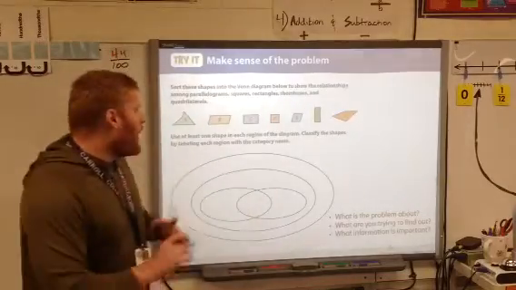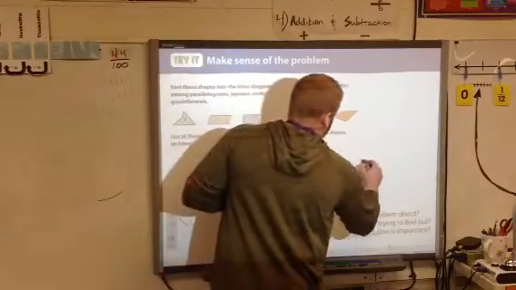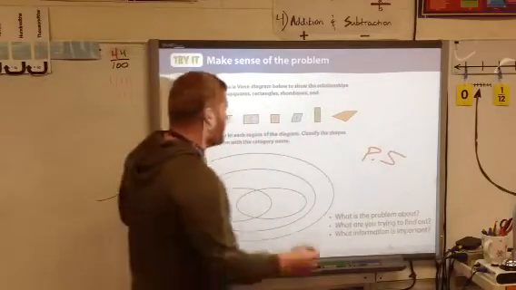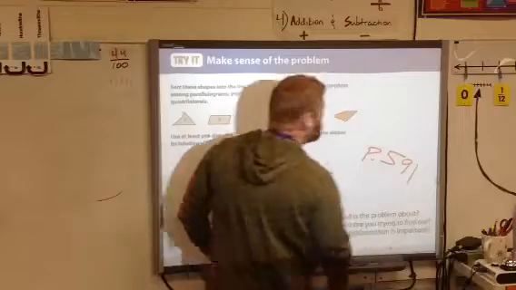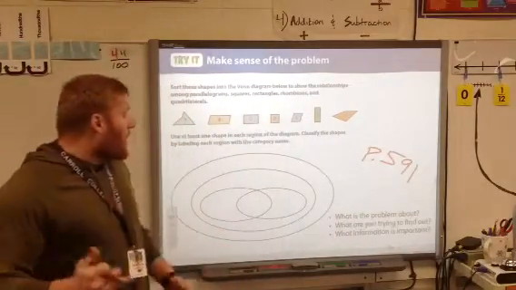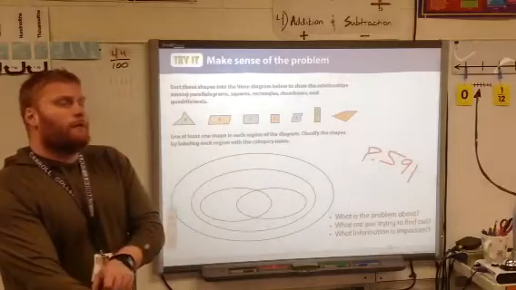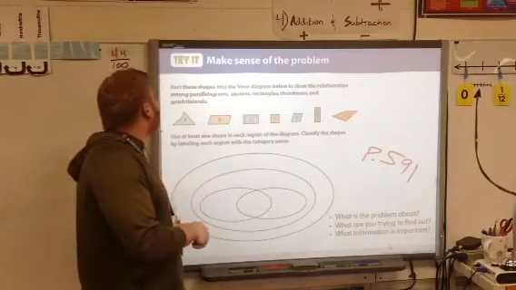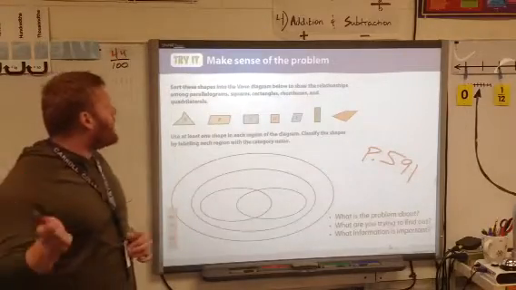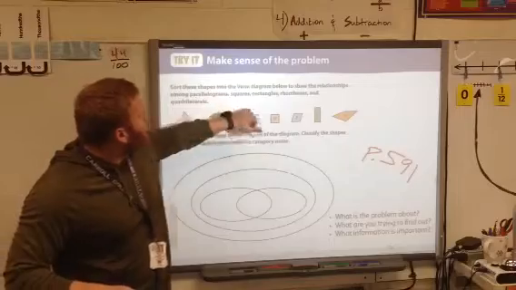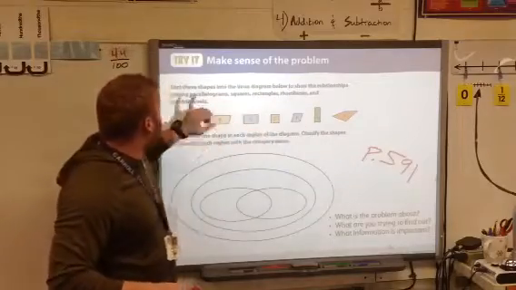But before we get too far ahead, we're going to be looking at page 591, I think. Yep, 591. So make sure you turn to that page in your packet and follow along with us with pen, paper, and pencil. Let's look at our directions too. Now that I've introduced what we're doing today, it's going to be to sort these shapes into the Venn diagram below to show the relationships among parallelograms, squares, rectangles, rhombuses, and quadrilaterals.